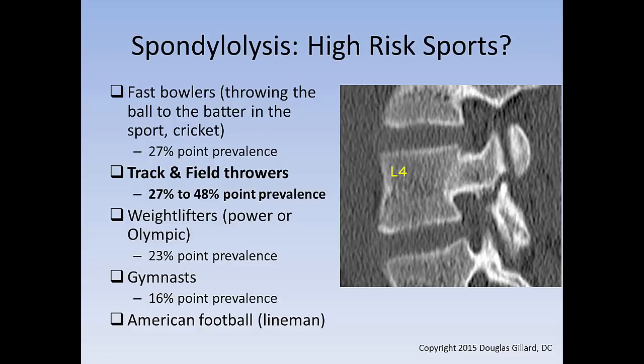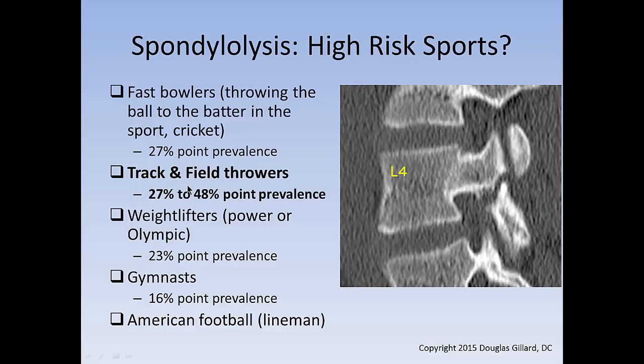Very high risk, 27% point prevalence. What's point prevalence mean? That means if you just take a portable scanner out and grab 100 fast bowlers, 27% of them, or not actually, if you scan ones who have participated, some of them may be so sore they're not participating. Whether participating or not, about 27% of them will have a spondylolysis.